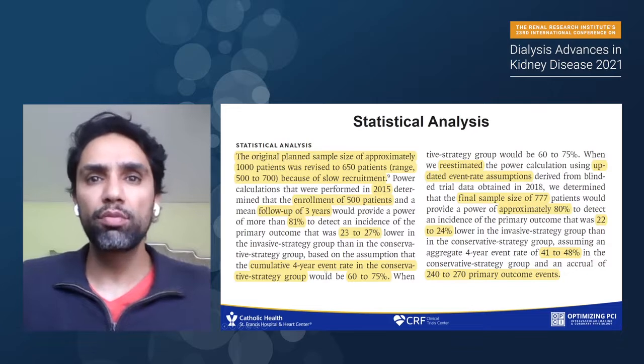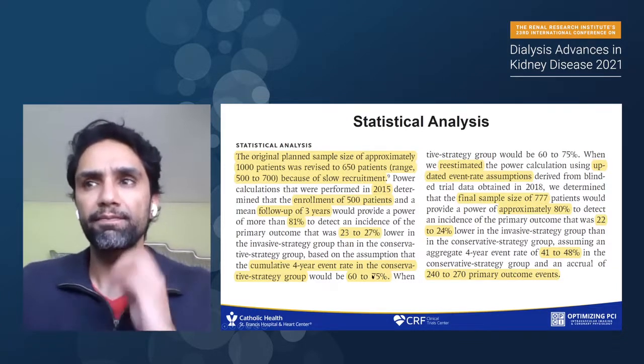But look at this cumulative 4-year event rate in the conservative strategy group. They're estimating 60 to 75% of all the patients would either be dead or have a heart attack within 4 years. That's exceptionally high.